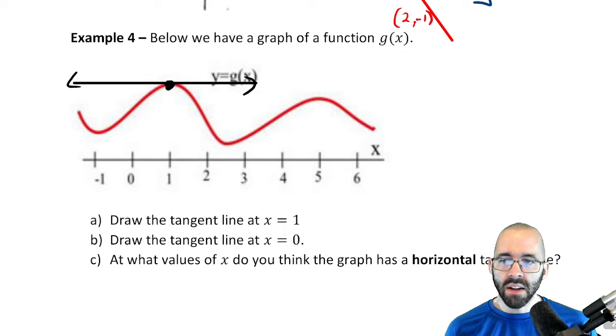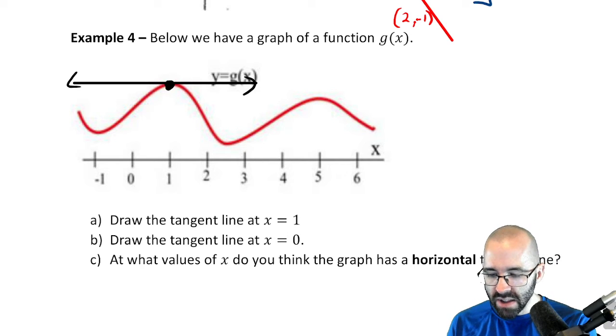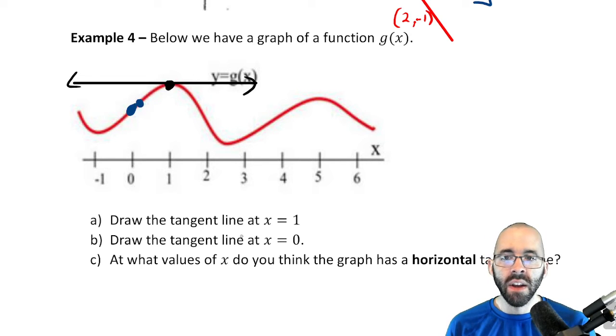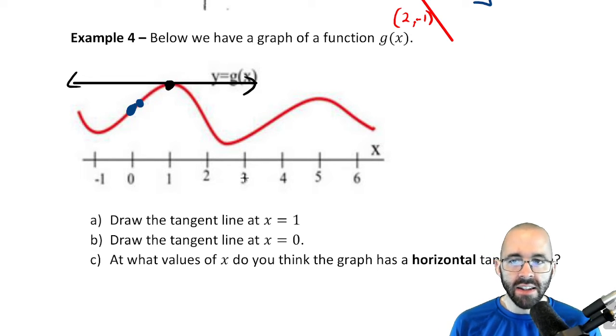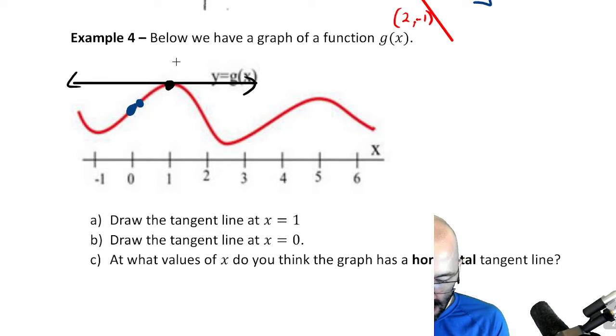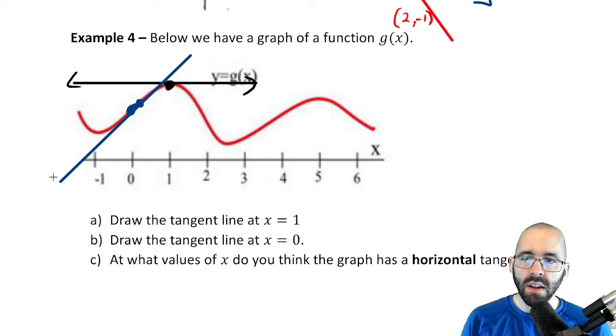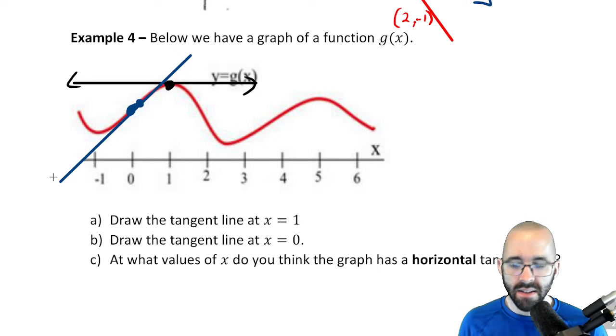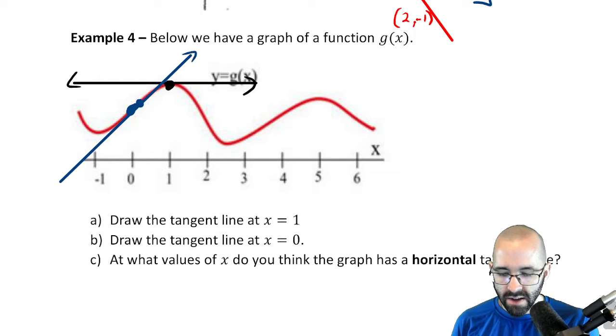Okay. And then letter B says draw the tangent line when x equals 0. When x equals 0, that's right here. So the tangent line, and again, if you're ever uncertain, you can think of the tangent line as the secant line if you have 2 points really close to each other. What would the line look like if we connected these two really close points together? It would look kind of like that. All right, and that's all you have to do.